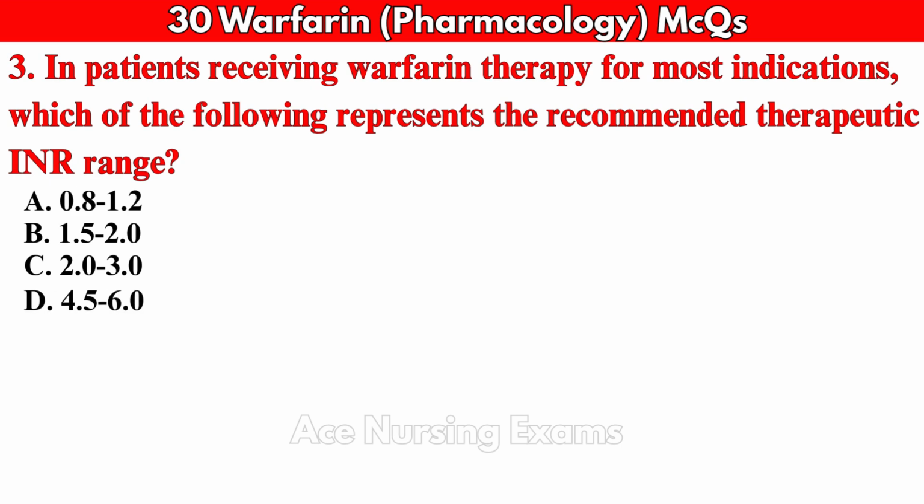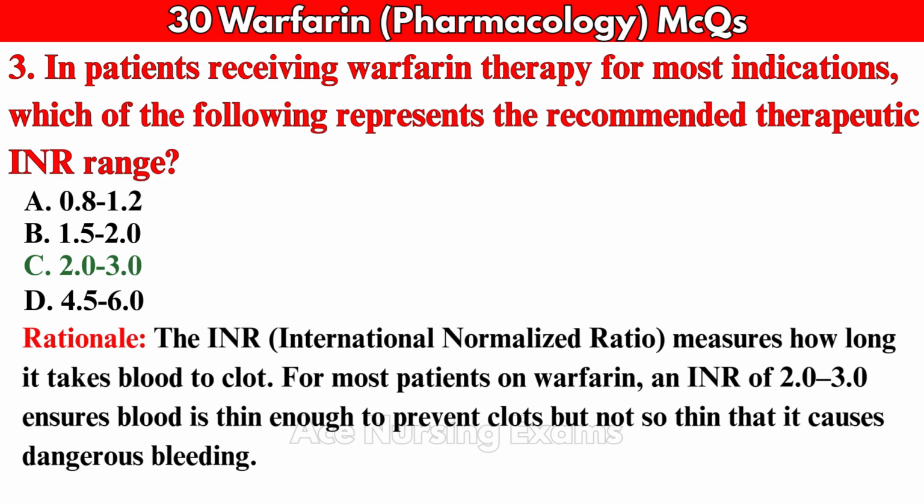In patients receiving warfarin therapy for most indications, which of the following represents the recommended therapeutic INR range? A. 0.8 to 1.2, B. 1.5 to 2.0, C. 2.0 to 3.0, D. 4.5 to 6.0. Correct answer, C. 2.0 to 3.0. The INR, International Normalized Ratio, measures how long it takes blood to clot. For most patients on warfarin, an INR of 2.0 to 3.0 ensures blood is thin enough to prevent clots, but not so thin that it causes dangerous bleeding.